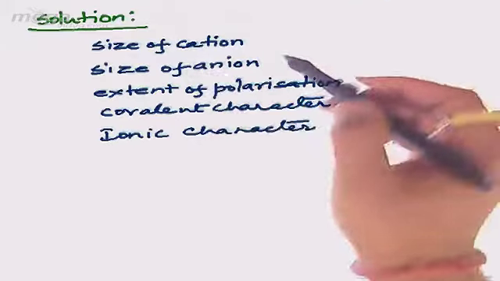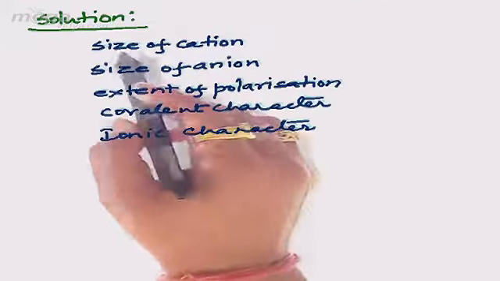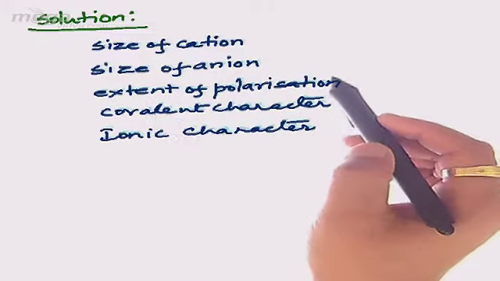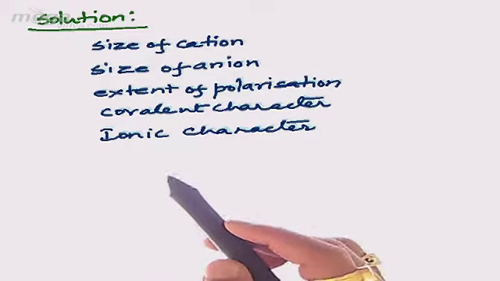So once we solve this question, students, whenever we have to compare the covalent or the ionic character, we have to be concerned about these factors like the cationic size, anionic size, and extent of polarization, and on the basis of these 3 points, we have to conclude the covalent and the ionic character.